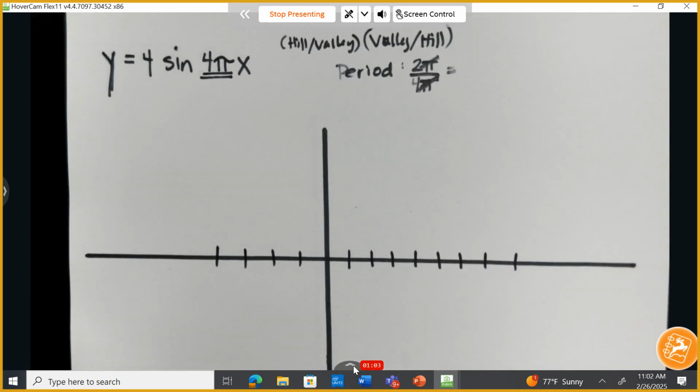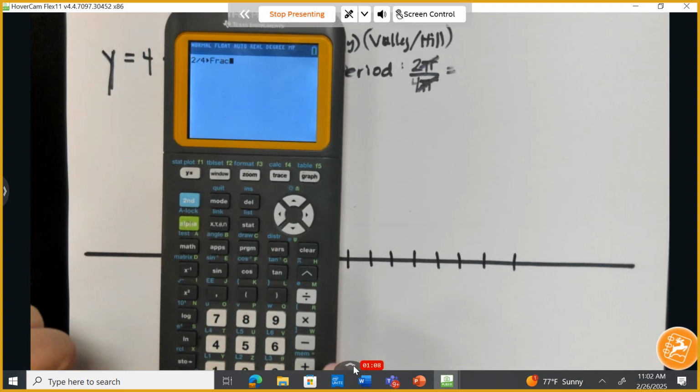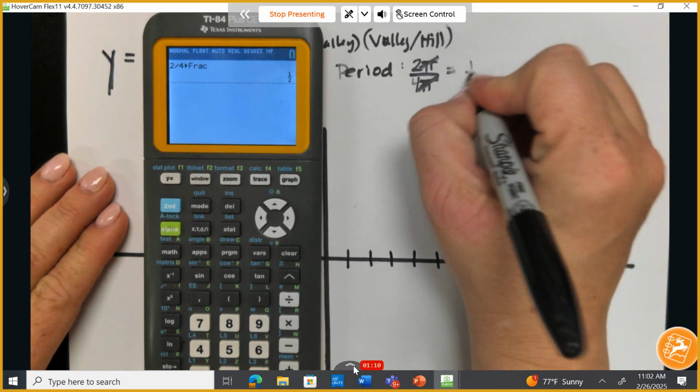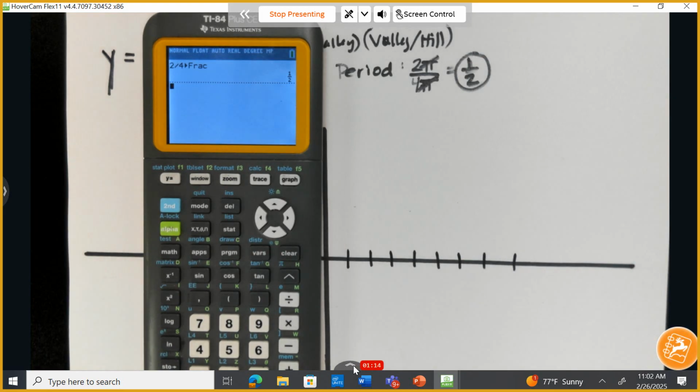Now, if you don't know what 2 over 4 simplifies to or you're not confident, you're going to go 2 divided by 4, hit math fraction, enter, enter, and we get 1/2. That's points. Even if you mess up on other things, that's points you have to have.